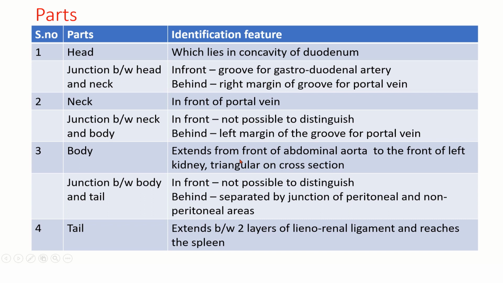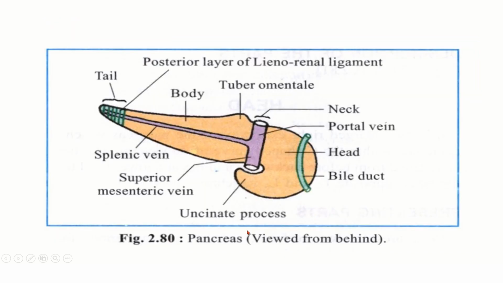Body, it extends from front of abdominal aorta to the front of left kidney. It is triangular on cross section. Junction between body and tail, in front it's not possible to distinguish, but behind, it is separated by junction of peritoneal and non-peritoneal areas. Tail, it extends between two layers of lienorenal ligament and reaches the spleen.